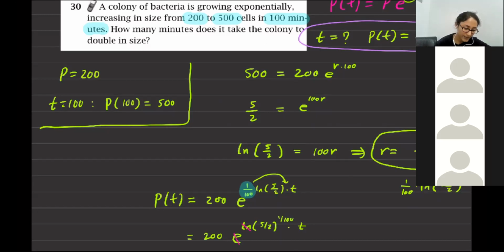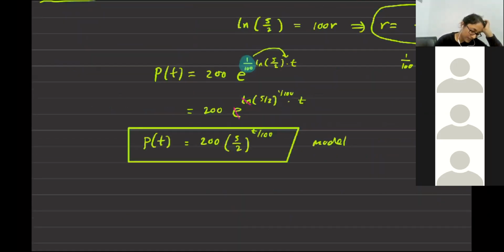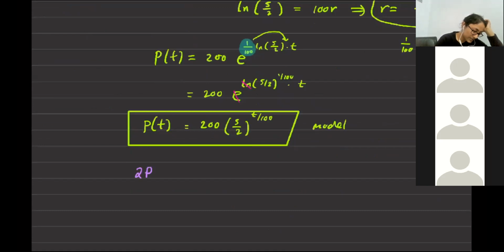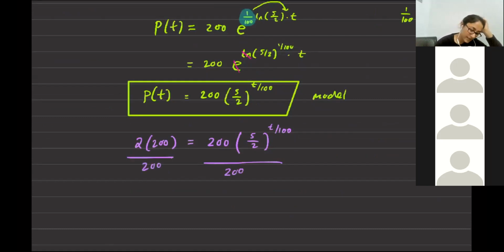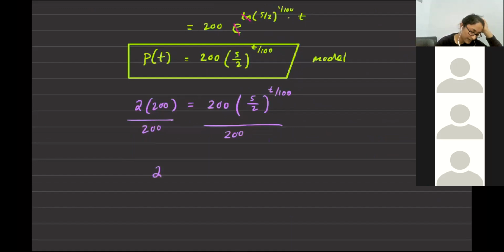Okay, so I'm looking for time. So P of T is double the initial. So let's put the initial there. So it's 2 times the initial, that is 200, is equal to 200 times 5 over 2 to the power T over 100. That's what we're looking for. And we do the usual, right? Divide both sides by 200. So you see how the initial will always cancel out. And this gives us 2 on the left-hand side. On the right-hand side, 200 cancels out. You have 5 over 2 to the power t over 100.